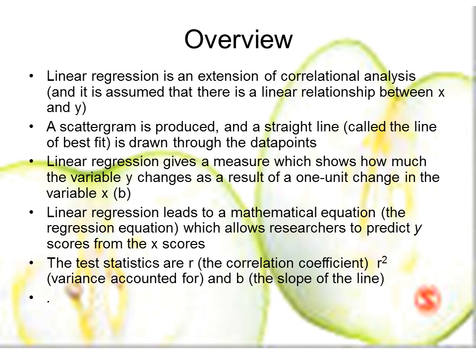And the test statistics are for the correlation coefficient, times the variance accounted for, and B, the slope of the line. And this is how, looking at that correlation and how much the slope actually is identified, they can make a judgment for how much of a relationship there actually is between the x and the y.